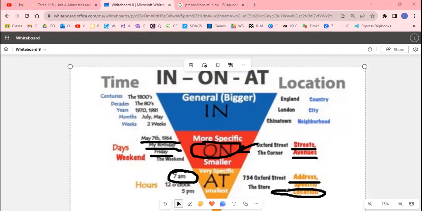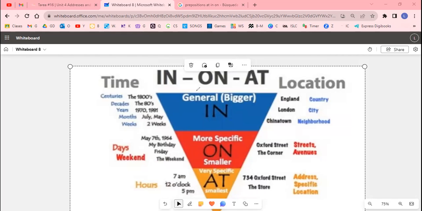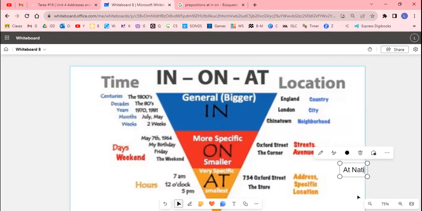Como por ejemplo, at the hospital, ¿ok? At, en el hospital. Y si puedes decir el nombre de un hospital todavía para ser más específico, genial, ok. Tiene que llevar el at antes. Exactamente. Por ejemplo, yo quiero decir que estoy en el hospital nacional. Entonces, at National Hospital. Ahí estoy siendo específica.